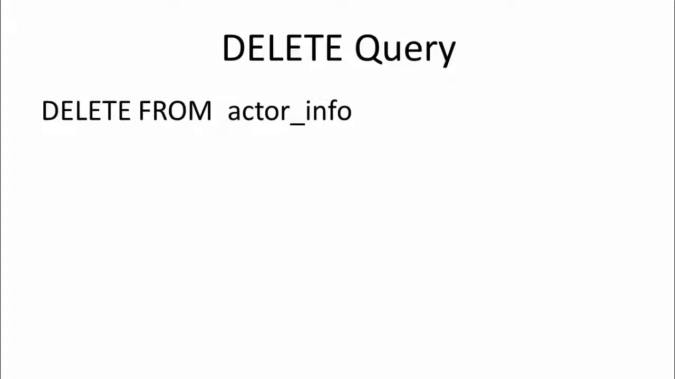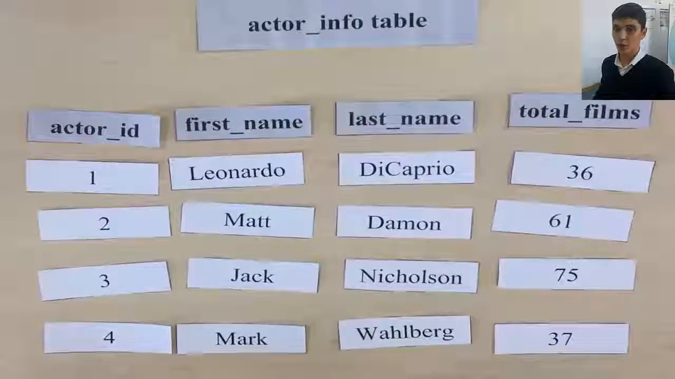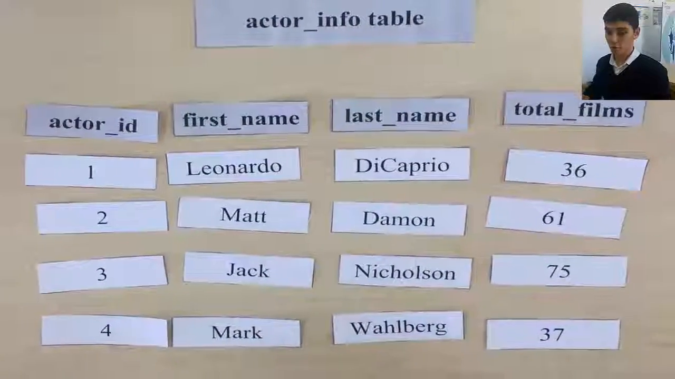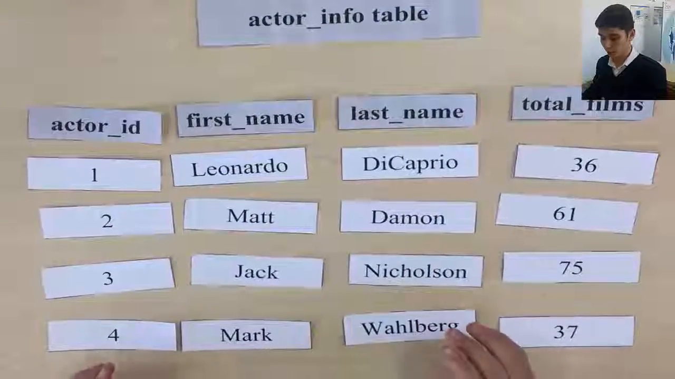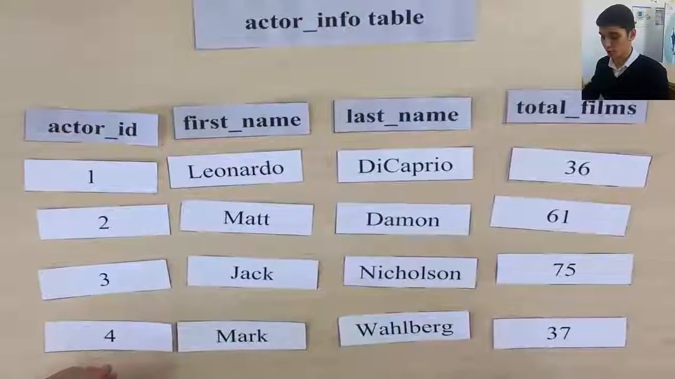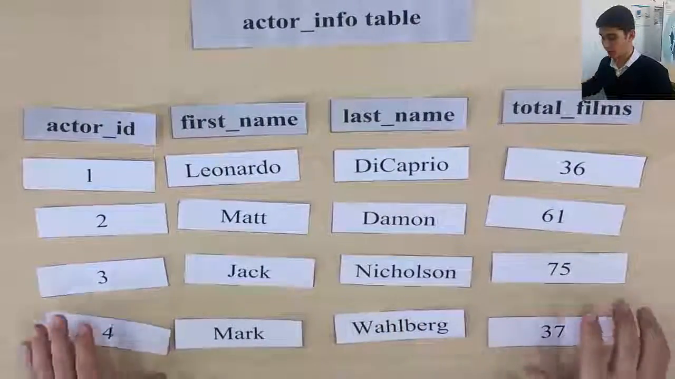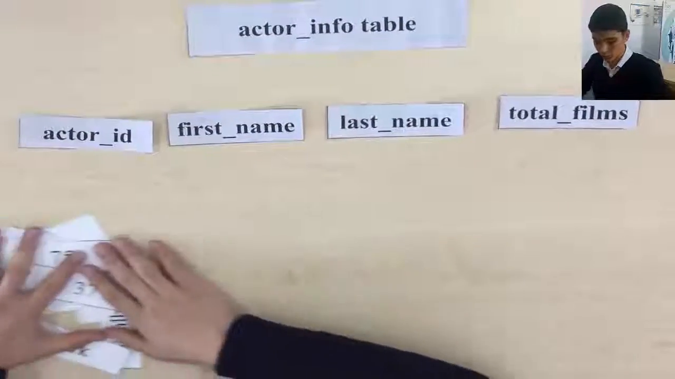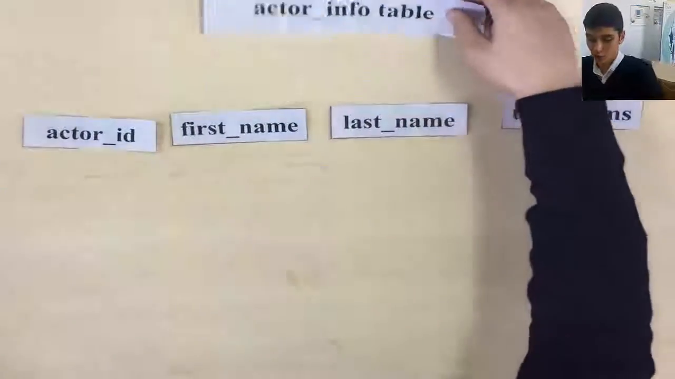Last task. You can solve this task using a delete query. Delete from actor info. Our next query is delete from actor info. It means that we have to delete all data saved in this table. We just remove all data, and the result will be an empty table.